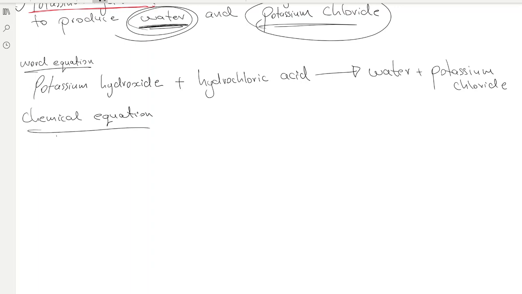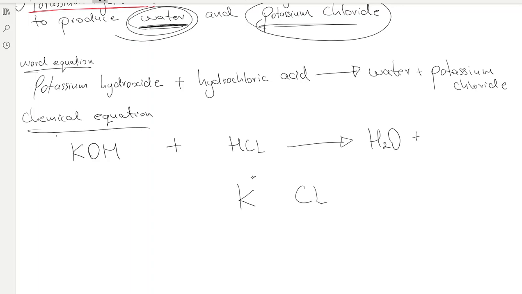the chemical equation is KOH. So now I'm just using the symbols, plus hydrochloric acid. I told you to write that down first. Hydrochloric acid is HCl. To produce water, do you all know what the symbol is for water? The chemical formula, H2O. And then potassium chloride. You can then do your formula really quickly. Potassium, you know, is K. Chloride, you know, is Cl.